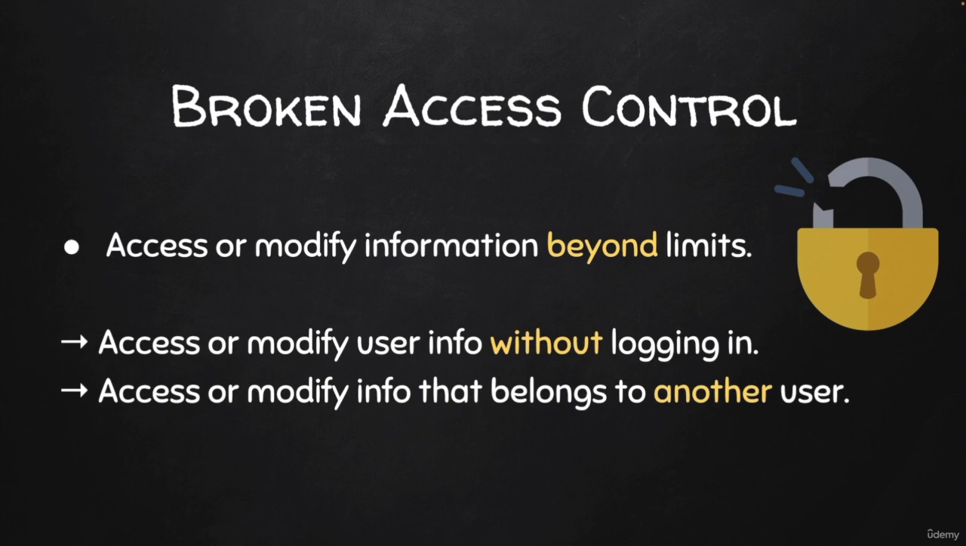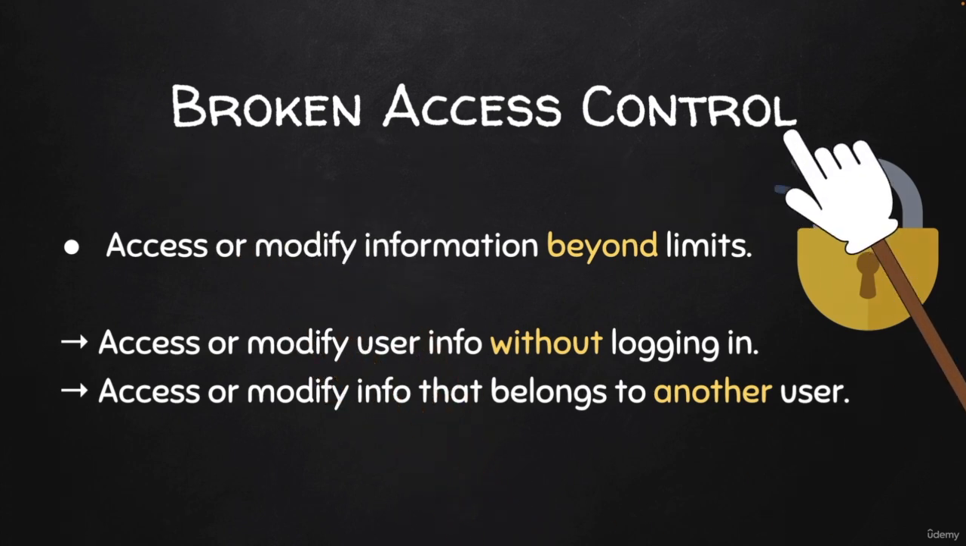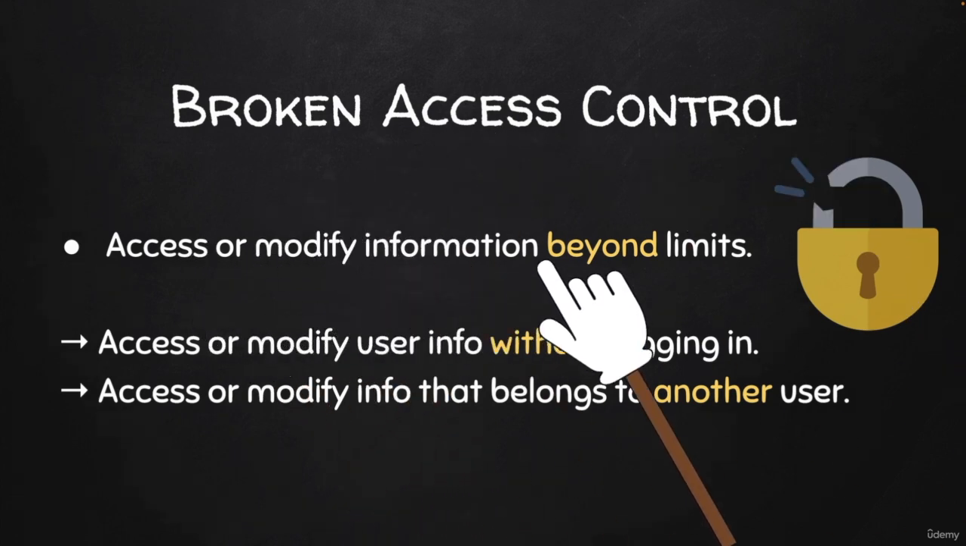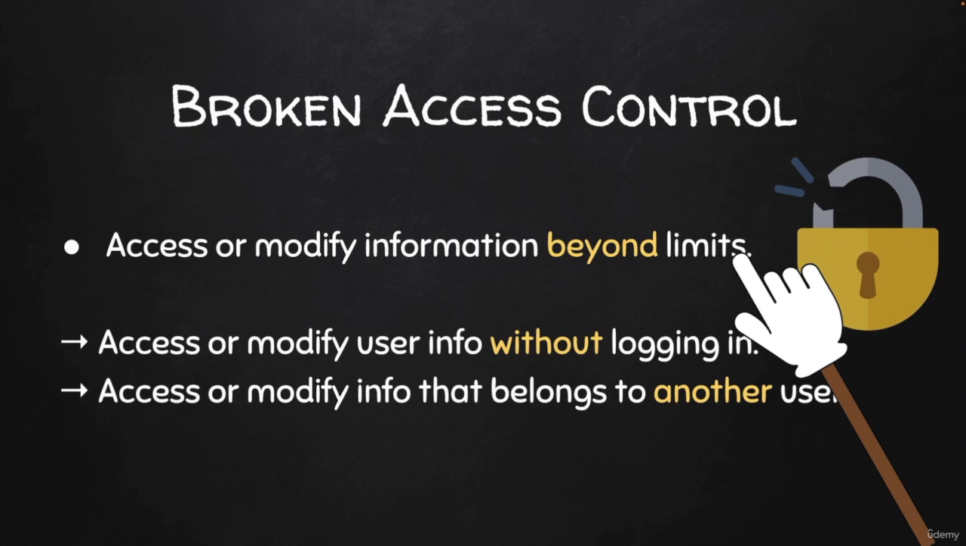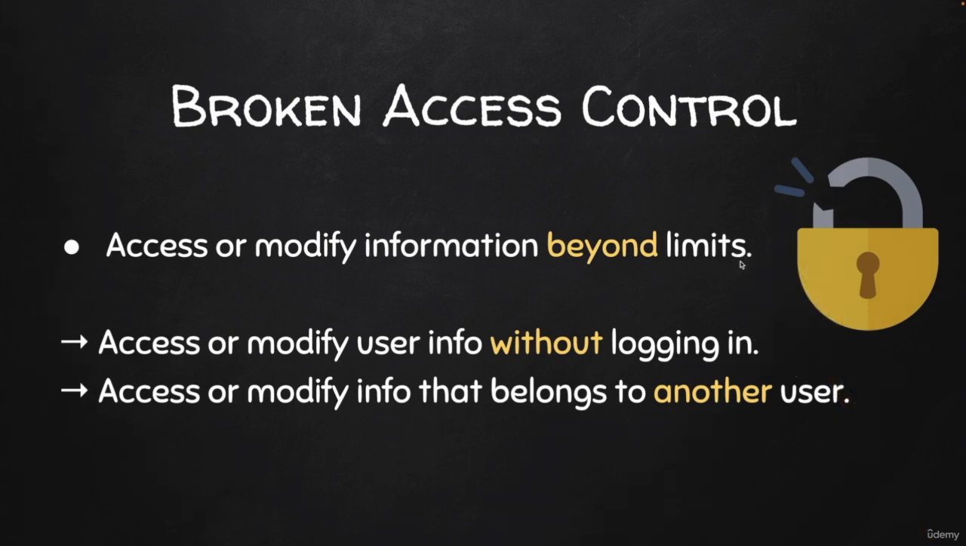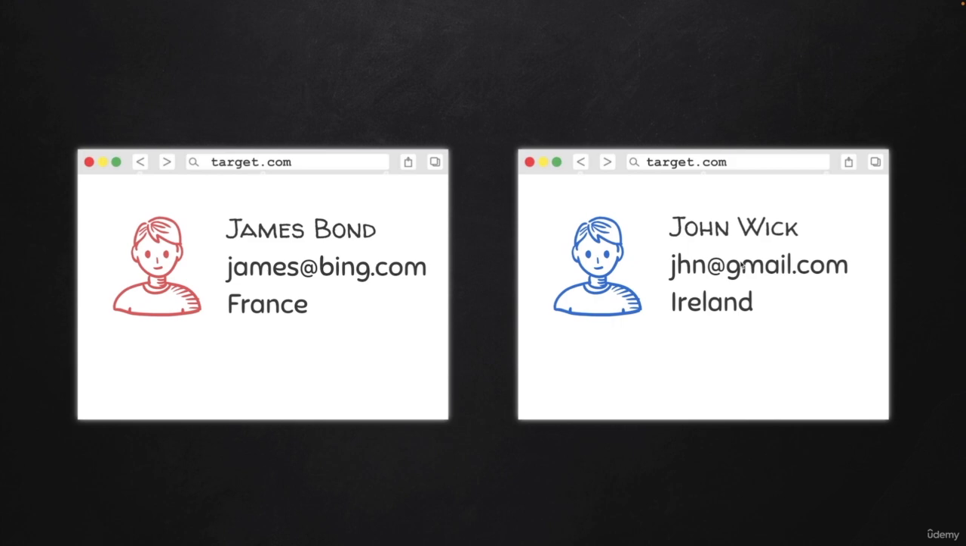In the last lecture, we had an example of a broken access control bug or vulnerability that allowed us to literally gain access to the admin panel by modifying the cookies. But as mentioned earlier, broken access control is a term that covers a large number of vulnerabilities. Any vulnerability that allows us to access or modify data that does not belong to us is considered a broken access control vulnerability.